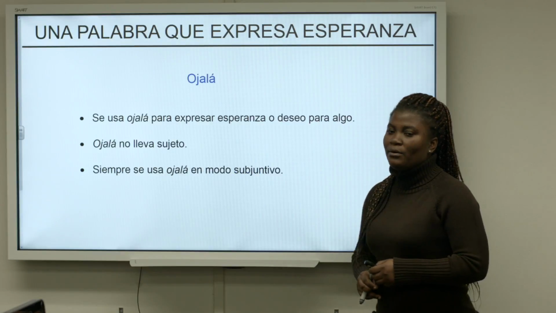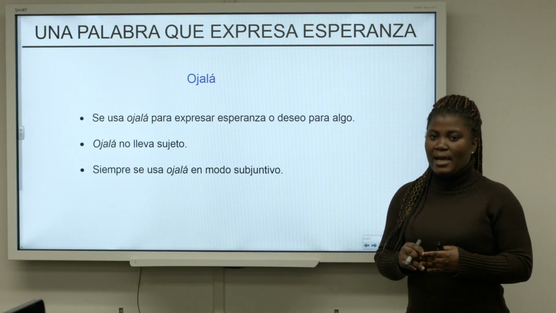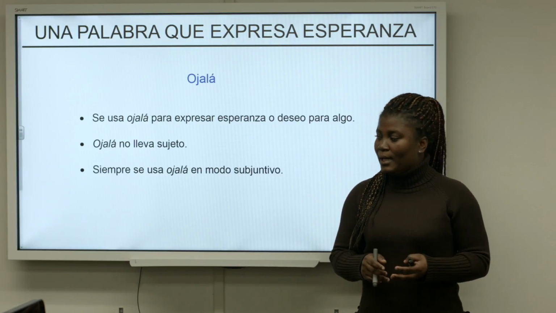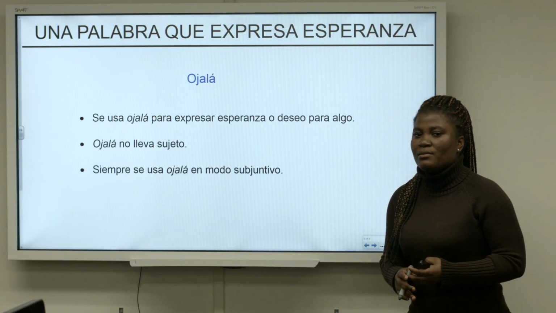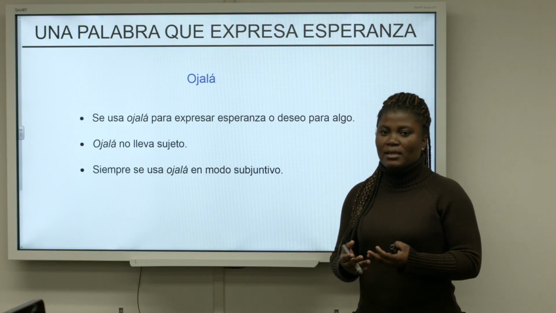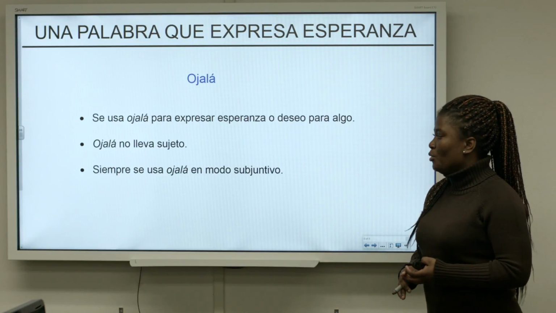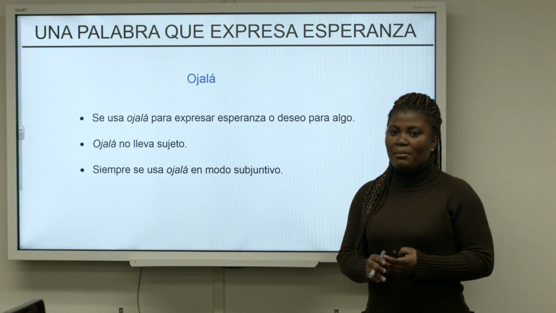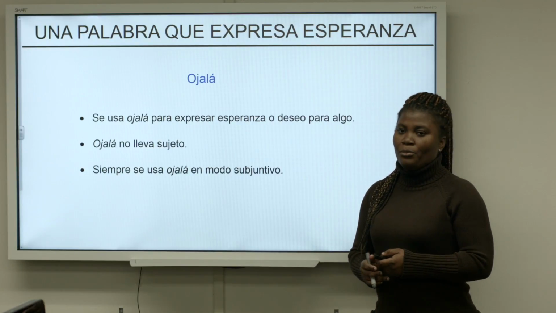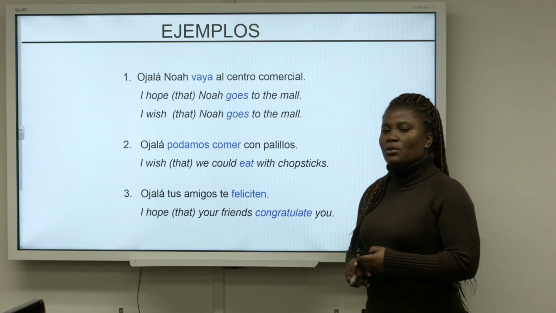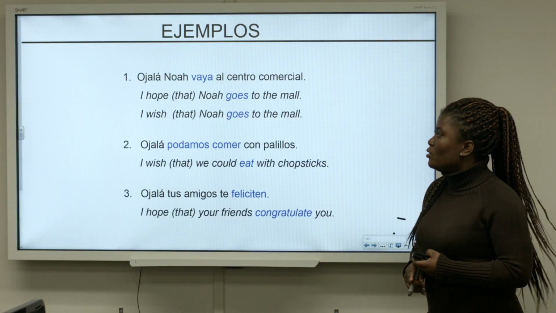Well, we also mentioned that we're going to look at a word which is used to express desire or influence, which is ojalá. We use that to express desire, and we use it with something in the subjunctive. Now, ojalá doesn't need a subject to go with it, and every time you use ojalá, you have to use a verb in the subjunctive mood. So examples: ojalá Noah vaya al centro comercial. I hope that Noah goes to the mall.